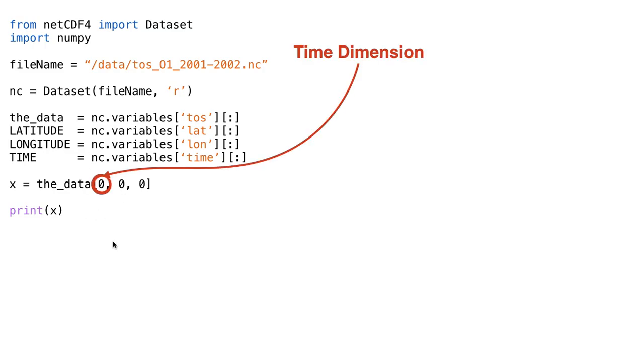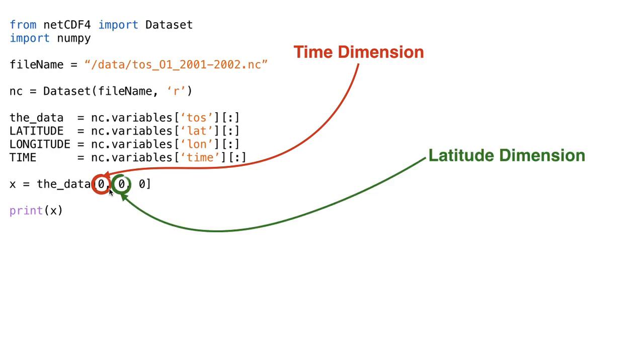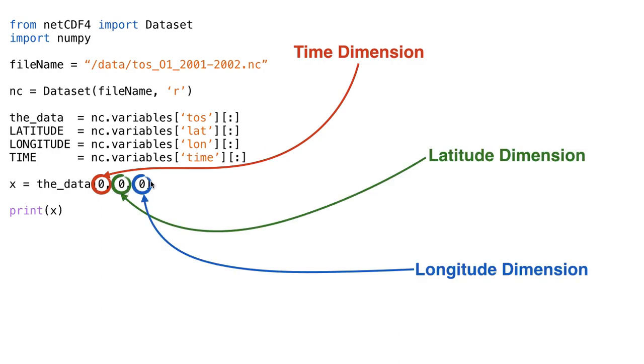But I do want to reiterate something that's very important to keep in mind. The first value that you put inside of our array is the time dimension. The second value is the latitude dimension, and the third value is the longitude dimension. Keep that order in mind as we go forward. Now you might be wondering, hold on a second, there's no value of 0 for time, there's no value of 0 for latitude, there's no value of 0 for longitude.